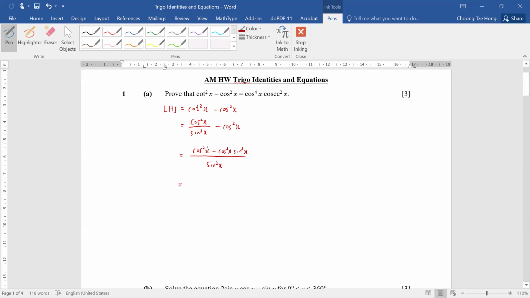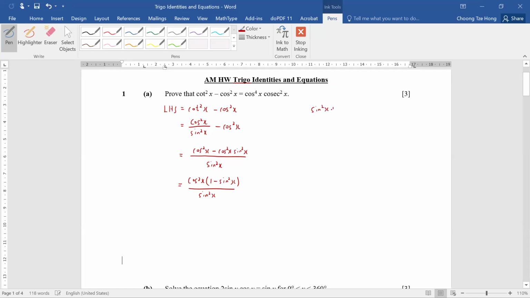Then you should notice that from here on the top, how can we proceed forward? We can factorize out the cosine square x, right? So it's really every step you ask yourself, what else can be done to simplify the particular expression. So take out cosine square x. And why I want to take out cosine square x is because after you have factorized out the cosine square x, you will get 1 minus sine square x. And we know that 1 minus sine square x is actually cosine square x, because of the identity.